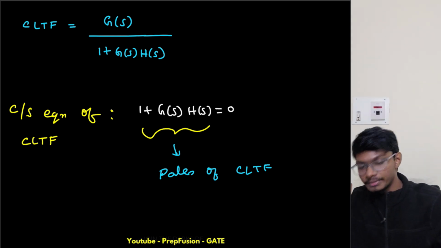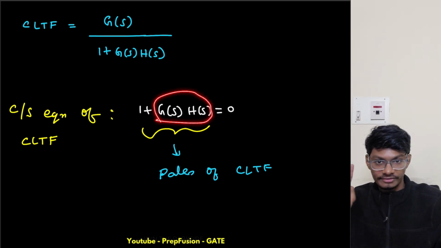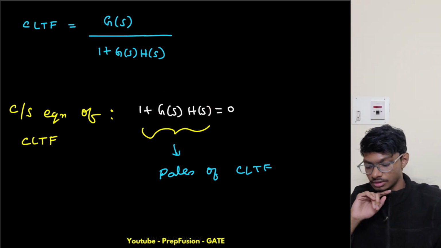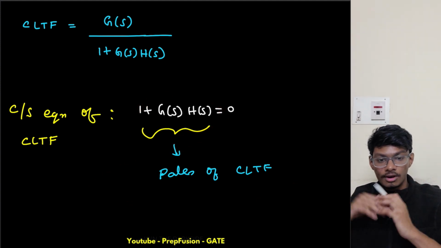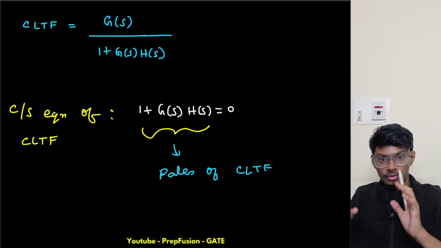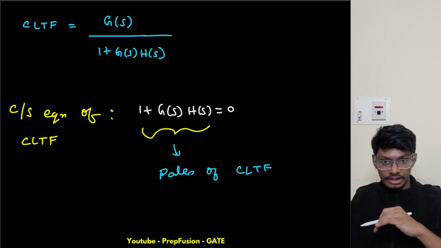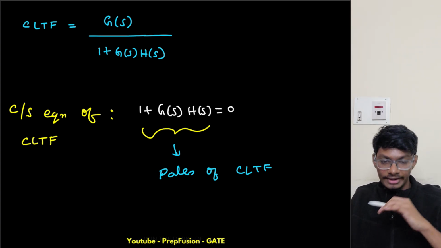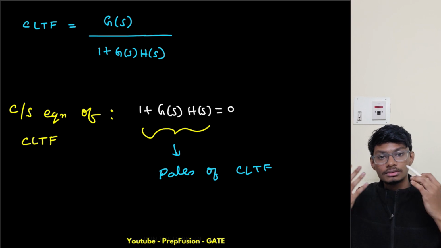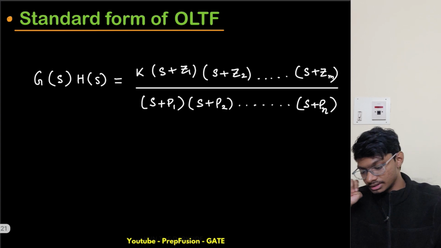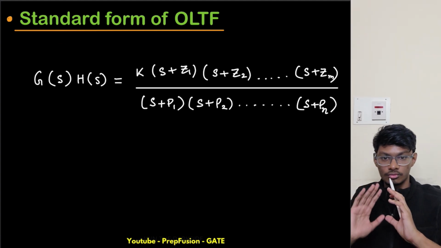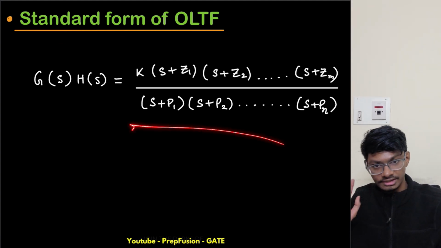So what I'm mainly interested in through the OLTF, right? This is the OLTF, G(s) into H(s). Through the OLTF I have to find my CLTF. So in root loci, what we'll do basically is, through the OLTF, we'll vary the system parameter K, and by varying the system parameter K, I will find the poles of my CLTF, the loci of poles of my CLTF. So this is the standard form of an OLTF. What is written here?